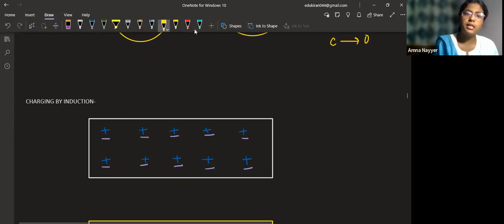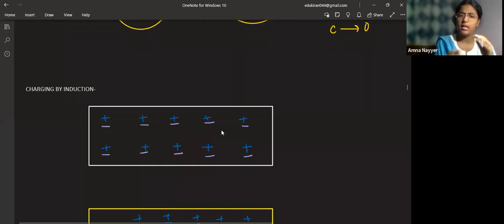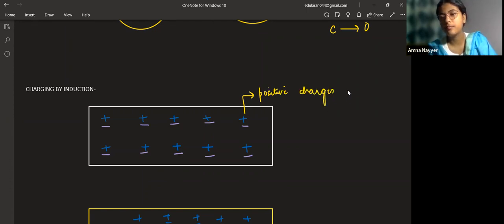Now, in charging by induction, I have taken a neutral body here. This is a neutral body, right? Whatever amount of positive charges the first row is holding is exactly the amount of negative charge it is holding, and same way, positive, negative. But one thing you should remember about the positive charges: these positive charges are static charges. They do not move. I'll write it down. Positive charges are static.